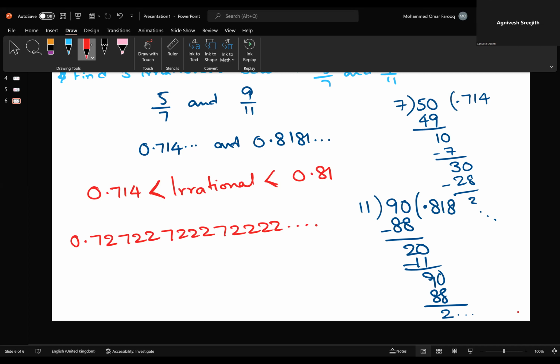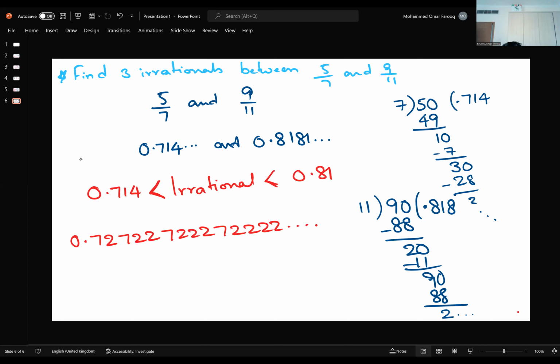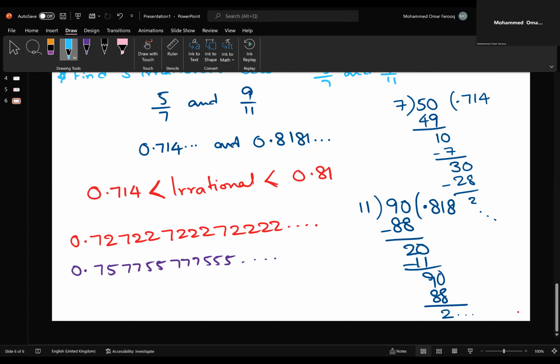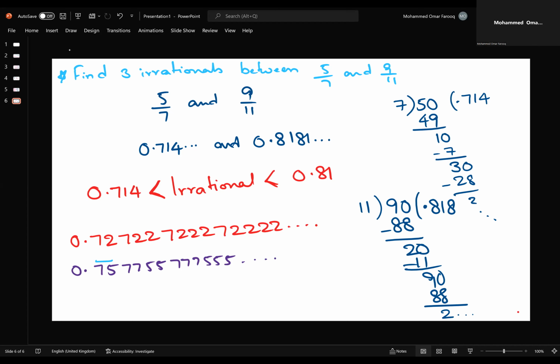Did you understand? So it is not repeating. And after that you can take any number: 0.75, 7755, 777555, and so on. Is this a repeating decimal? No. If it is 75, it should also be 75 here, but it is not. So therefore it is a non-repeating decimal.